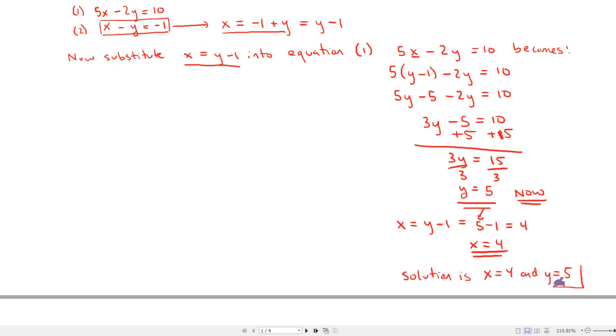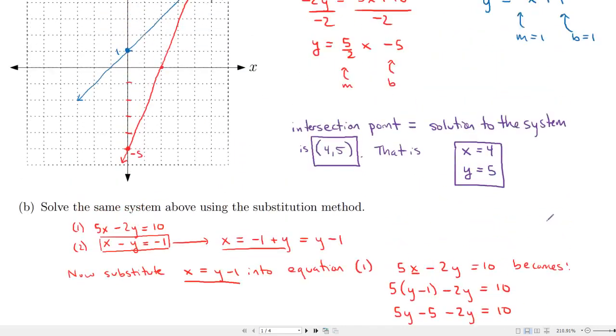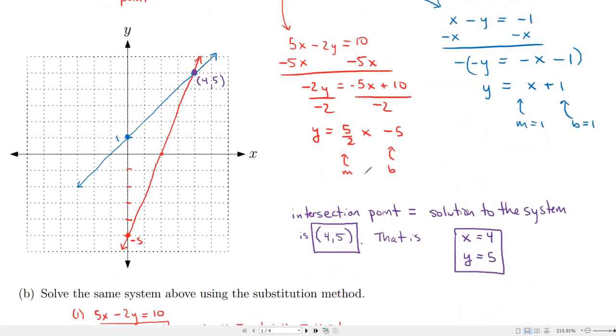Or you could write it as a coordinate 4, 5, just like we had up here. So it's the same exact solution.